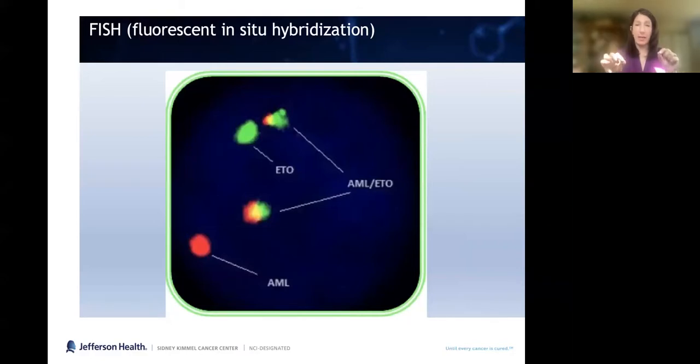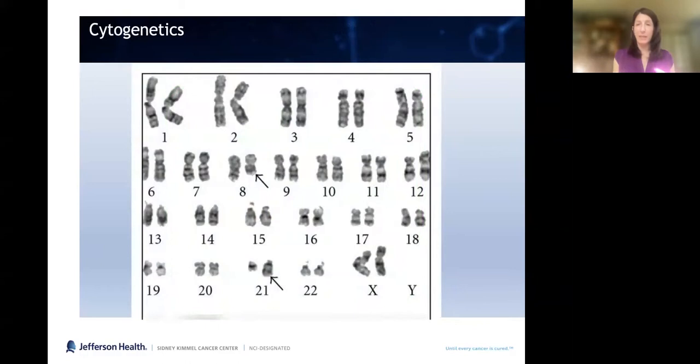And why do we do this? Because when we want an answer very quickly about the really important AML translocations that we will make treatment decisions about, we get this test quickly so we can answer questions quickly. But at the same time, we ask our cytogeneticists to look at all of the chromosomes. And this is the exact same translocation.